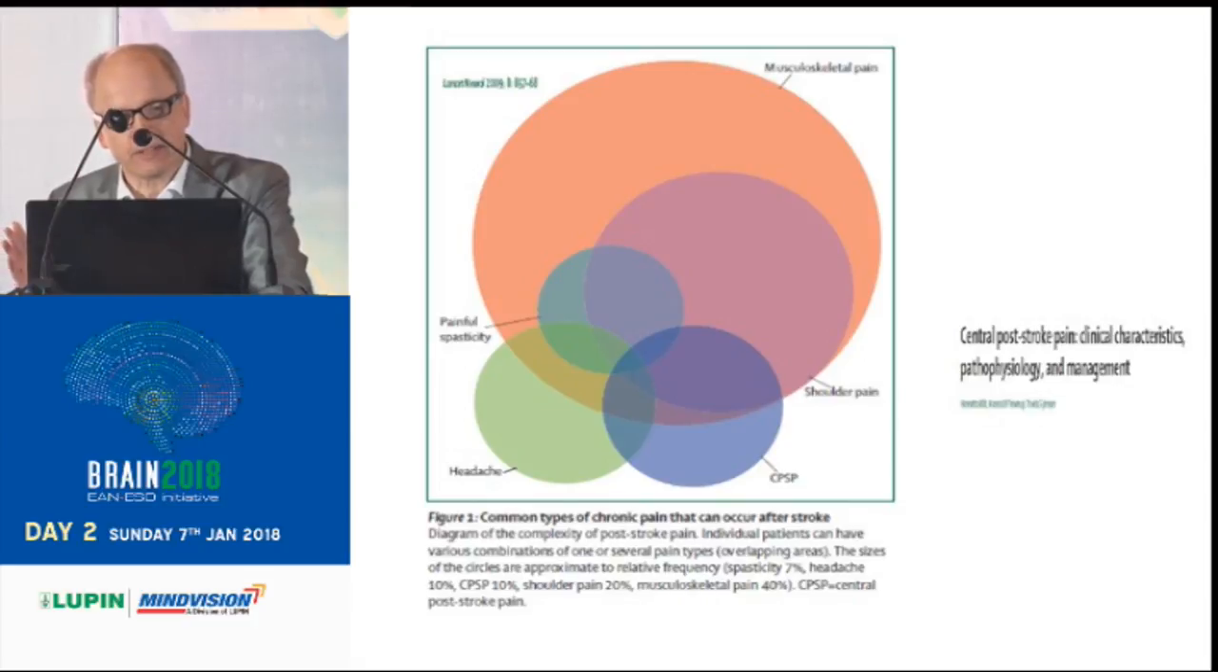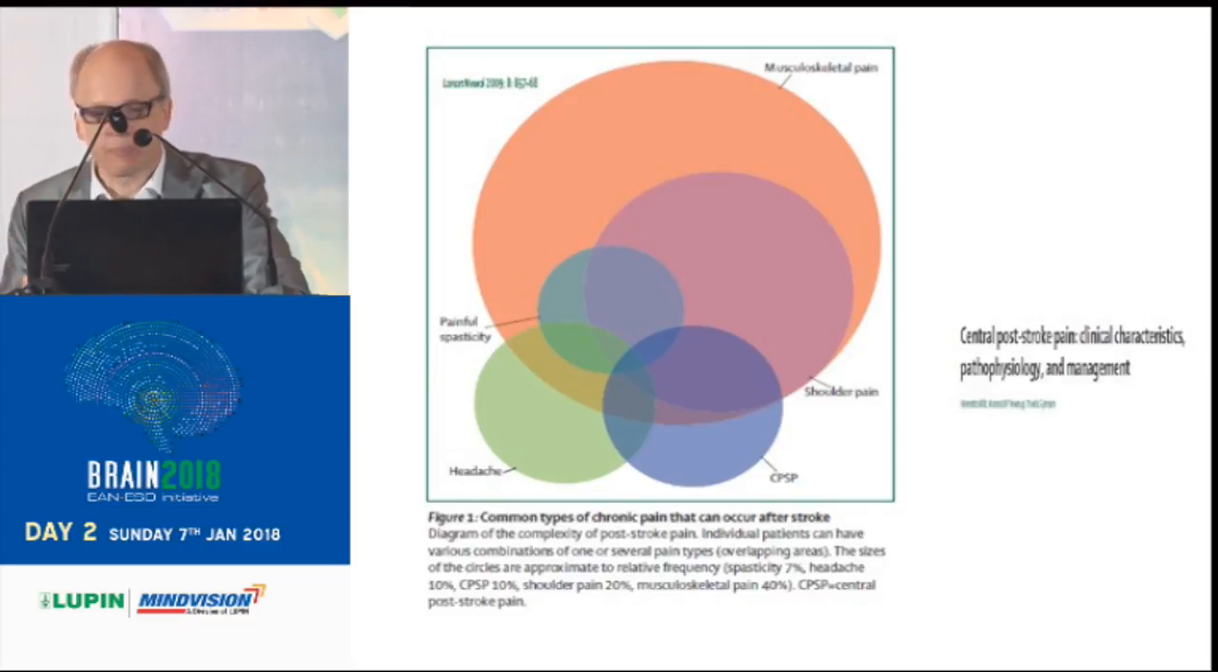And if we think about this musculoskeletal pain in general, within this group, painful spasticity is about 7%, and shoulder pain is 20%. So all these patients who develop very severe motor paralysis are prone to develop this subluxation, but that's not central post-stroke pain, that is nociceptive pain. And that's quite common also.